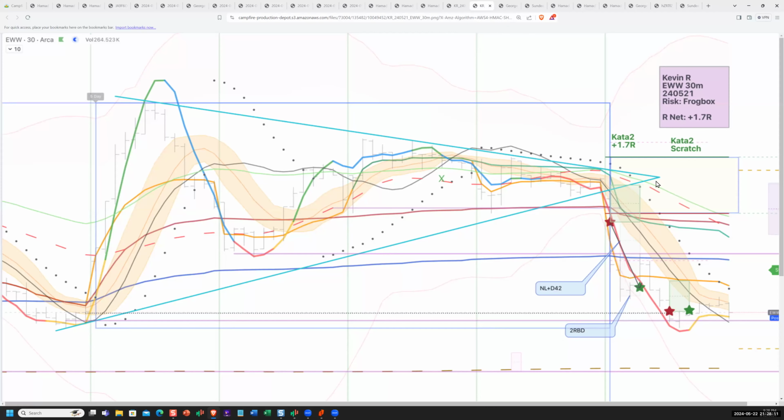This one is George. 2.7, doesn't take the 2R battle drill, but has a nice relaxed entry and re-entry. Perfect. Had enough, didn't take the Kata 2, which would have paid, but hey, we'll take 3R. That's a good way to get her started.